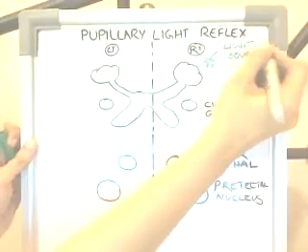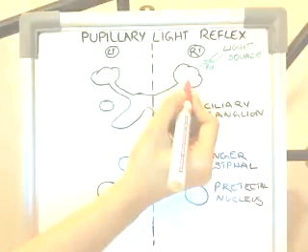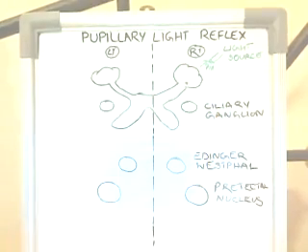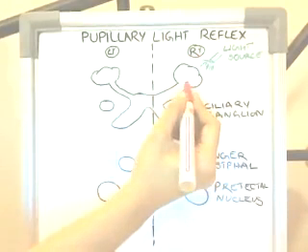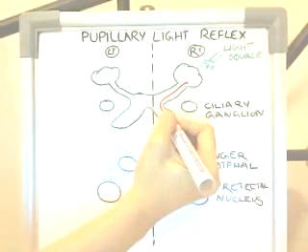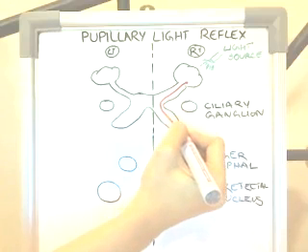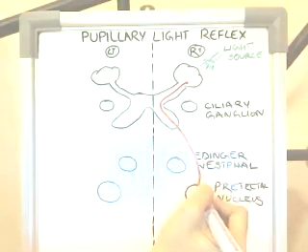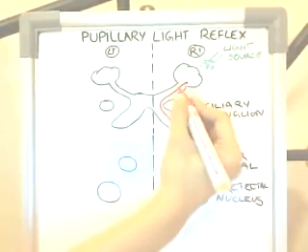So light is shown into the right eye, and when the light is shown into the right eye, you have the photosensitive retinal ganglion cells on the right eye. They convey the information to the right optic nerve. This is the right optic nerve, and they connect to the right pretectal nucleus.